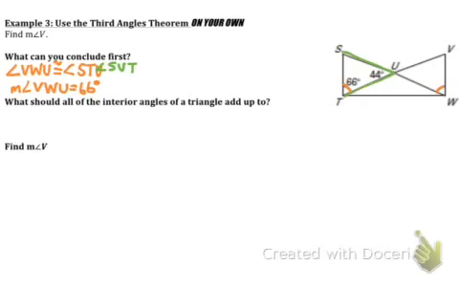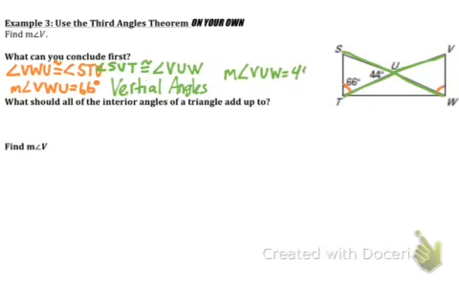We also know that angle SVT is congruent to angle VUW because those are vertical angles. Good job to those of you who spotted that. So that means that those two angles in the middle are both 44 degrees. Okay, so let's fill in our picture with what we know: 66 degrees and 44 degrees.